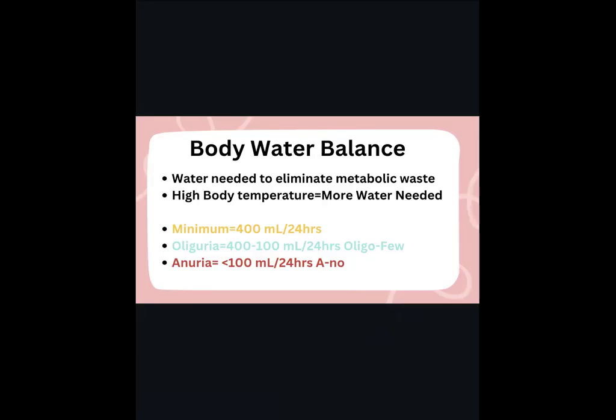So the minimum in 24 hours is 400 milliliters. That's like the minimum normal amount. And then oliguria is 400 to 100 milliliters in 24 hours. And think like oligarchy is leadership of a few people. So oligo means few. So it's not nothing, but it's not very much. And then anuria, A is like nothing. So they have less than 100 milliliters of excretion in 24 hours.